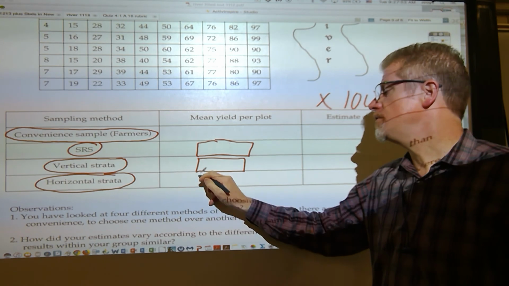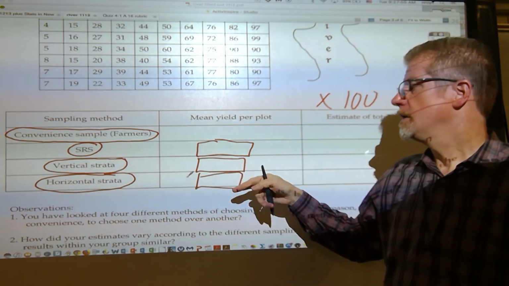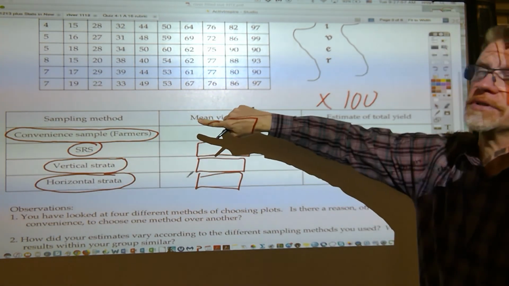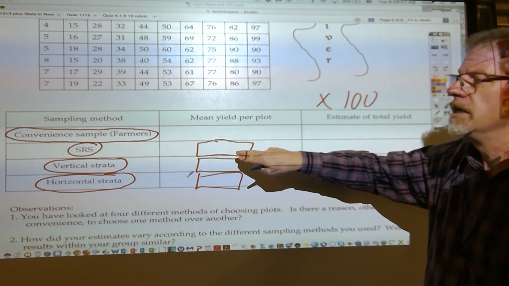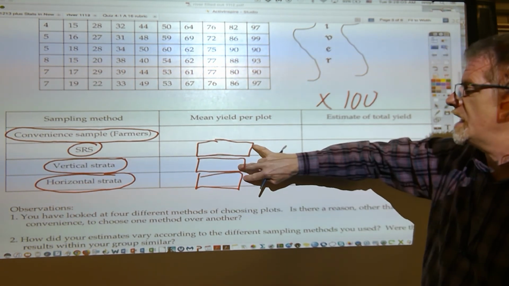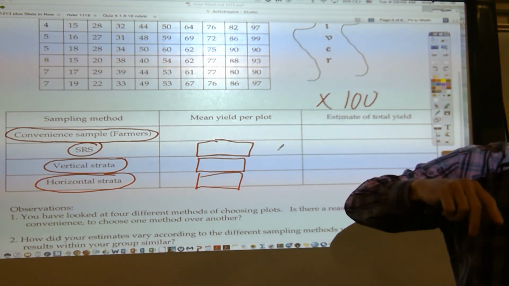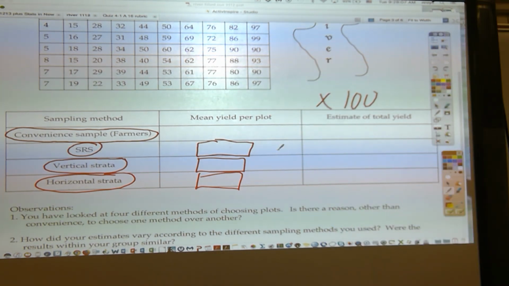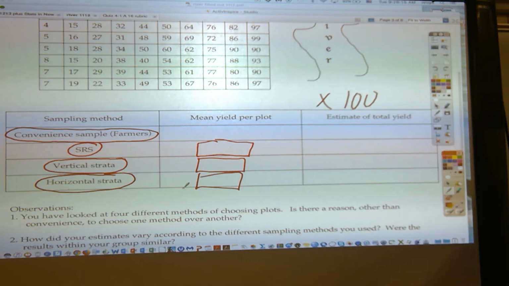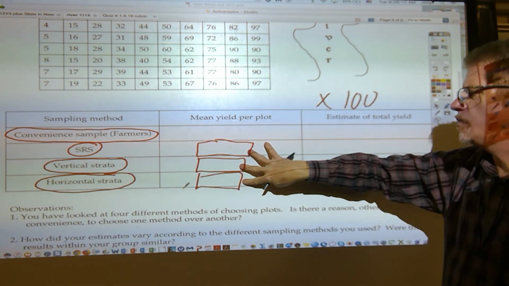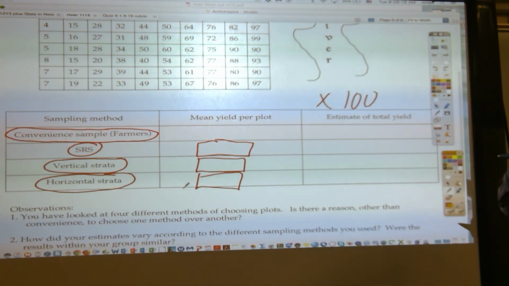Class, I'd like all of you to do all 3 of these. I'd like all of you to add up your 10 numbers for your SRS, add them up, divide by 10 to get this number. So each individual person should have 3 numbers filled in. I don't care about the convenience sample. We know that one's lame. So take your SRS, find the 10 numbers that correspond, add them up, divide by 10. So we will do a group aspect of this, but for now, just all of you fill in these numbers.